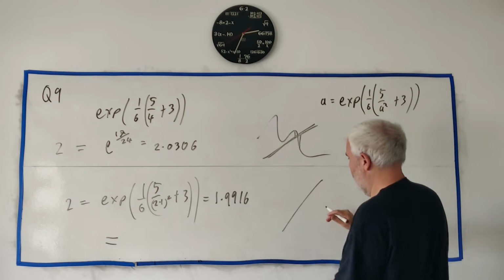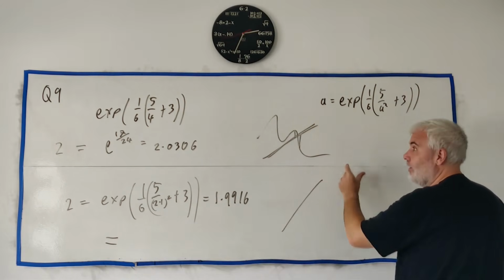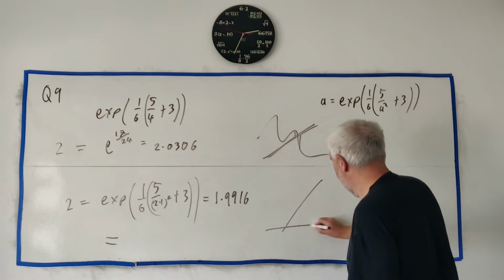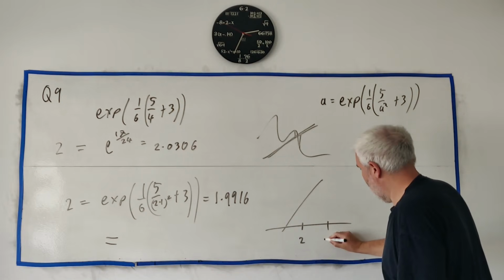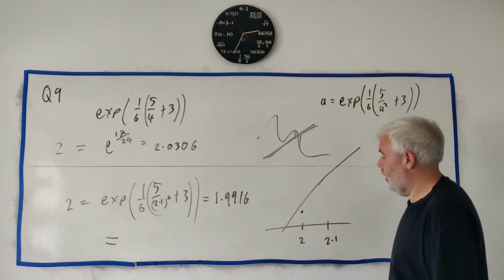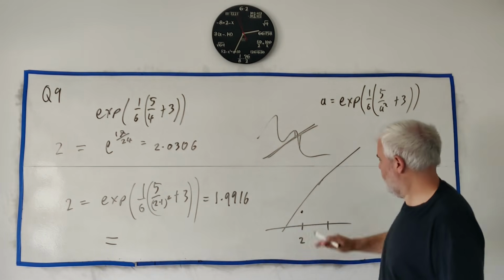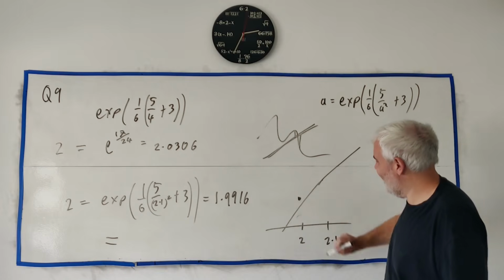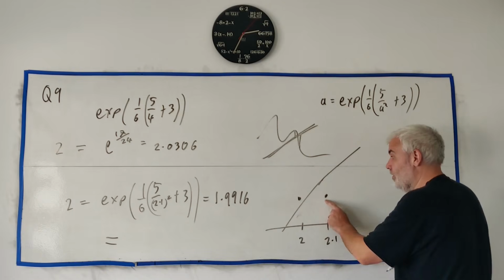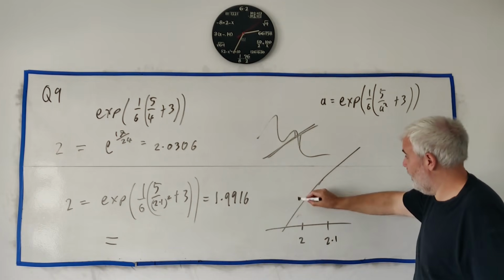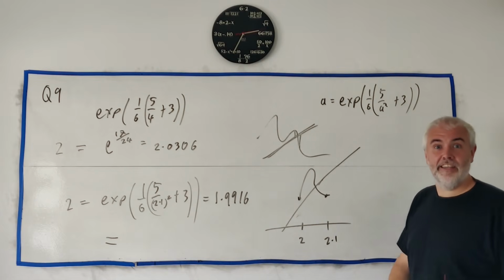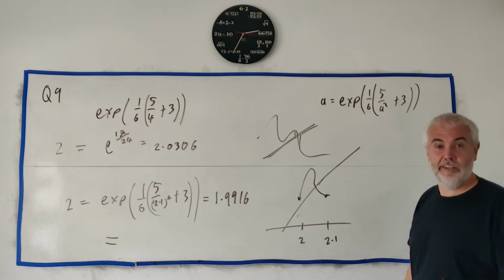So if this was the A, that's a diagonal line. This is above the other one. So when we checked 2 and 2.1, when we checked here, this was above whatever. Sorry, no, it was below it. I'm sorry, it was below it here. And when we checked here, it was above it. The only way to get from there to there, I don't care what it looks like, it has to cross somewhere between there. So the answer must be somewhere between there.